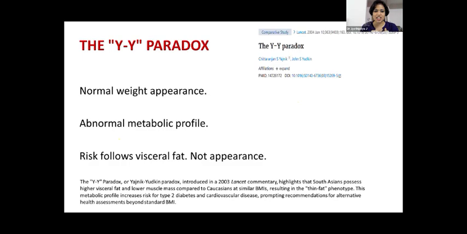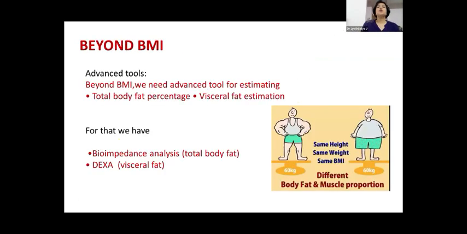So the YY paradox or Yajnik-Yudkin paradox, introduced in the Lancet commentary 2003, highlights that South Asians possess higher visceral fat and lower muscle mass compared to Caucasians at similar BMIs, resulting in the thin-fat phenotype. And this metabolic profile increases the risk for type 2 diabetes and cardiovascular disease, prompting recommendations for alternative health assessments beyond standard BMI. So basically normal weight appearance, but abnormal metabolic profile. So the risk follows visceral fat, not the appearance. So there we need to have something beyond body mass index.